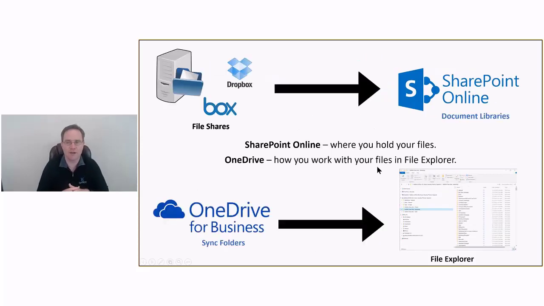So let's get going. This graphic right here, a couple things going on. We have a file server, we might have Dropbox, we might have Box, but we have some file shares. What we want to do is take this unstructured data, the file data, and move it over into SharePoint Online document libraries. SharePoint Online is where we hold our files. OneDrive is how we work with our files in File Explorer, and I'm going to show you that. We're going to use OneDrive to sync folders, and then have this show up nicely inside of File Explorer, which is what I know you really need.